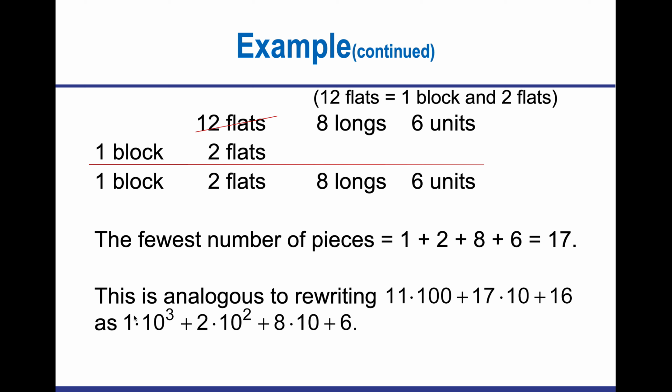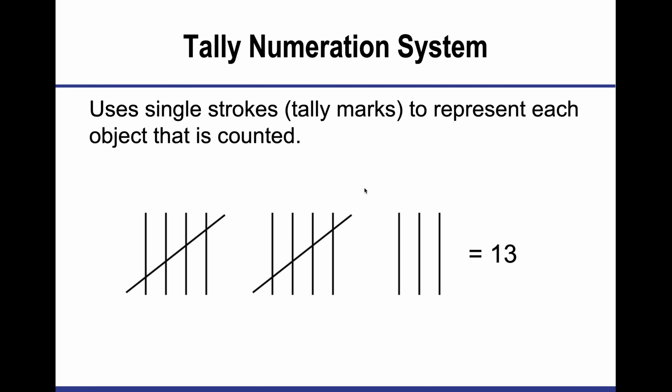So I'm just taking these digits and showing them their place value. Because one block is 1,000, it would be 10 to the third. Because flats is 100, it would be 10 squared. Because longs is 10, it would just be times 10.